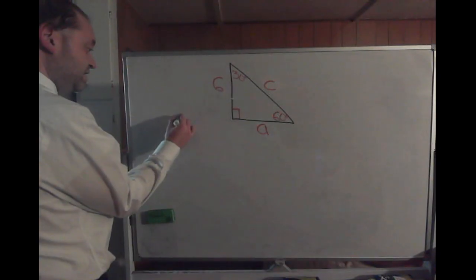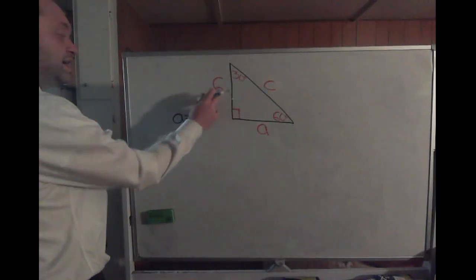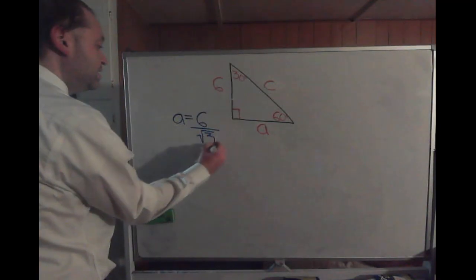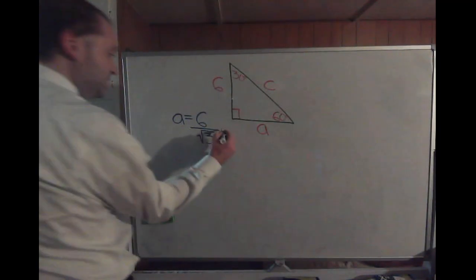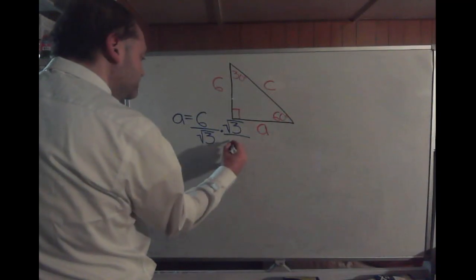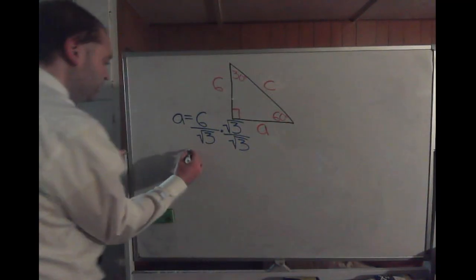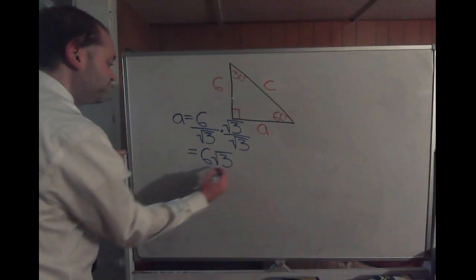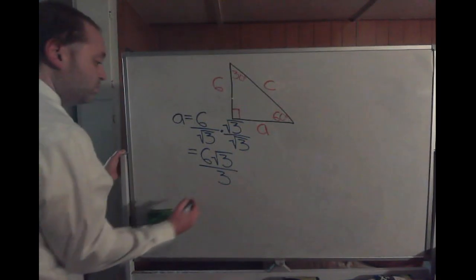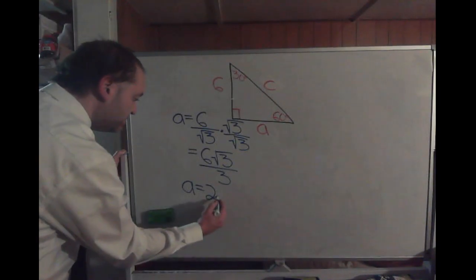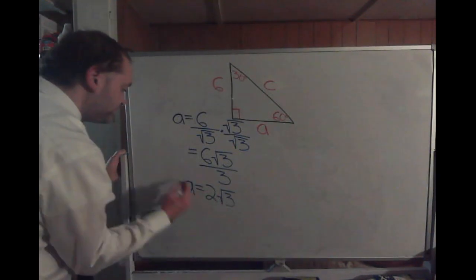So to find the length of the shorter leg, A, we're going to take that length of the longer leg and divide it by the square root of 3. But of course we have to rationalize the denominator, so multiply both numerator and denominator by the square root of 3, which should then end up giving you 6 times the square root of 3 all over 3, which should end up then simplifying into A having a length of 2 times the square root of 3.